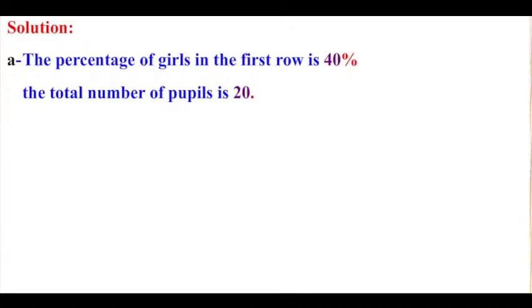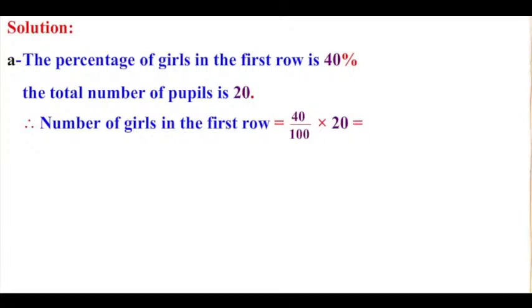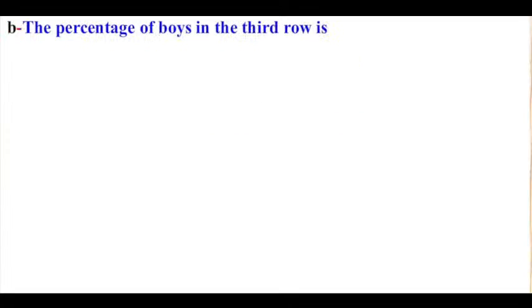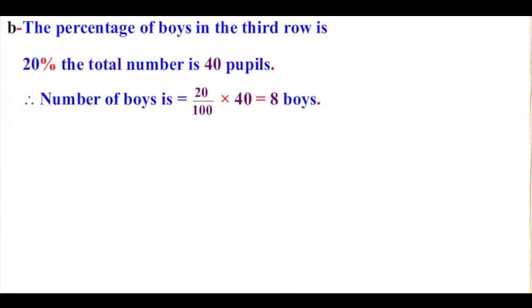The total number of pupils is 20. Then, number of girls in the first row equals 40 over 100 times 20 equals 8 girls. B. The percentage of boys in the third row is 20%. The total number is 40 pupils. Then, number of boys is equal to 20 over 100 times 40 equals 8 boys.